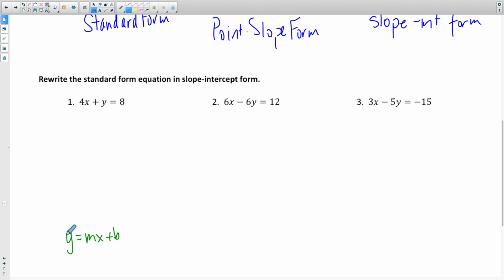So if I want it to be in y equals mx plus b form, I want to isolate that y and get it all by itself. Well, how do I do that? I subtract my 4x from both sides.